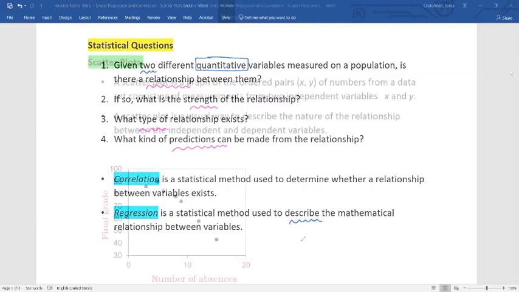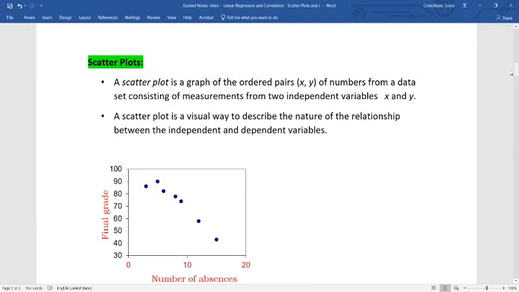relationship between variables. So the first thing we should do when we have two quantitative variables and we are wondering whether there is a relationship between them is to try to visualize that relationship. And we can do this in math by creating a scatter plot. A scatter plot is a graph of the ordered pairs (x, y) of numbers from a data set consisting of measurements from the two variables, x and y.